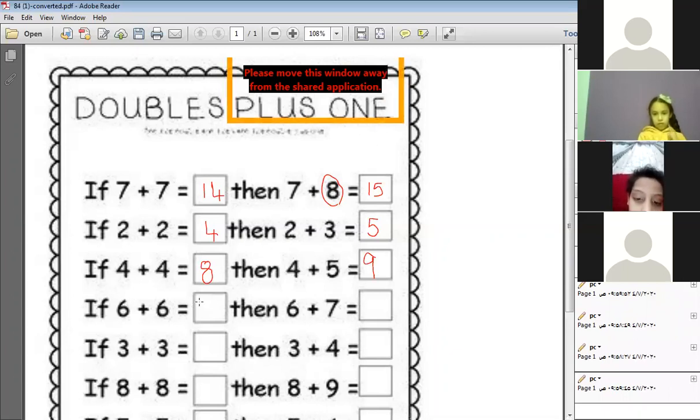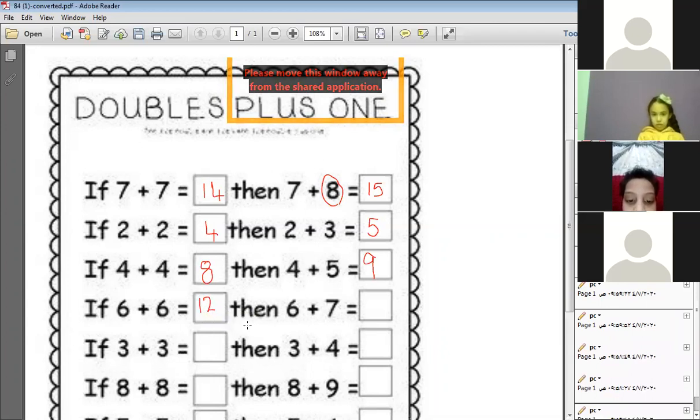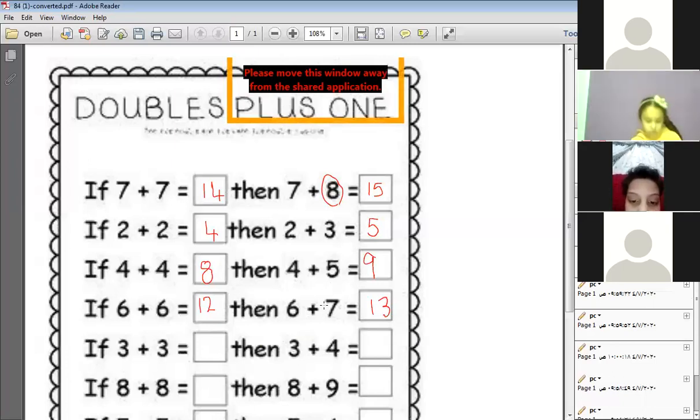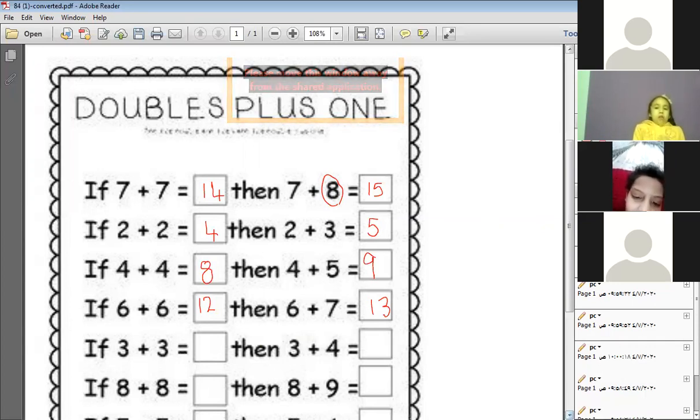6 plus 6, the double of 6, right, is what? Is 12. If you don't know the double of 6 mentally, you will put the 6 in your mind and 6 on your fingers, okay? But you should know it mentally now. Then 6 plus 7, I will add 1 to this answer, so it will be 13. And to make sure, I will put the 7 in my mind because this is the bigger number, and the 6 on my fingers, and start counting after the 7: 8, 9, 10, 11, 12, 13. So I make sure that my answer is right.